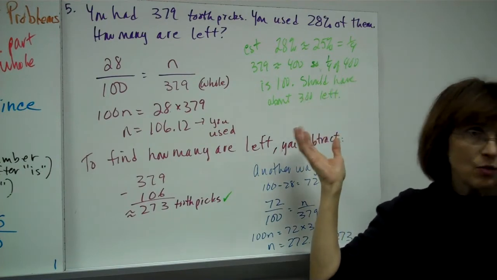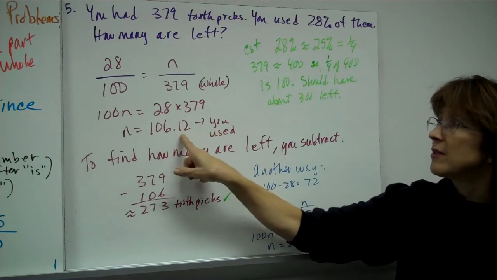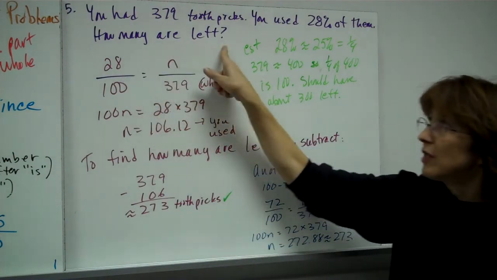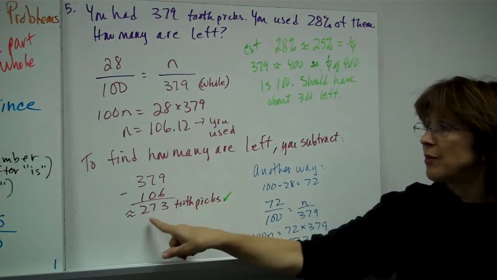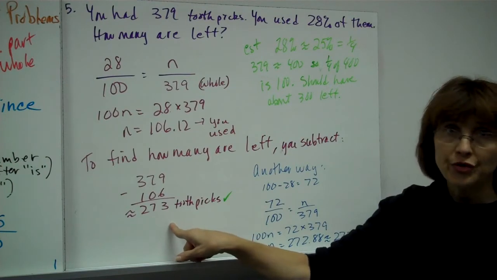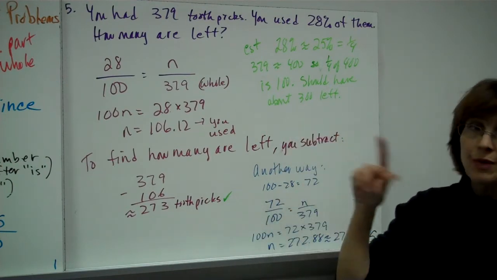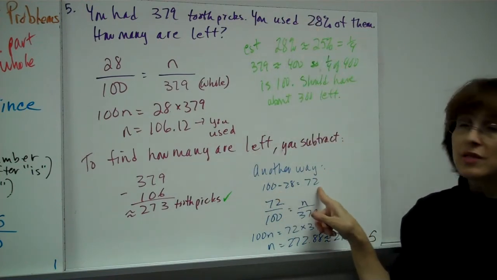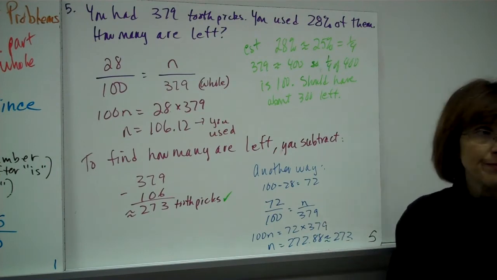1/4 of 400 is obviously 100. Okay, when we do our cross products, we get 106. So that's exact. That's how much we used. Then we have to reread the question. How many are left? So we have to subtract that from 379. So about 273, about 300 weren't used, which is what we would have figured out right here. Another way to do it is to go ahead at the beginning and subtract this from 100%, saying that you used 72%, and then solve it the same way, and you'll get about 273.